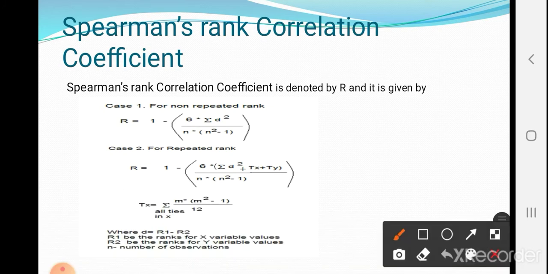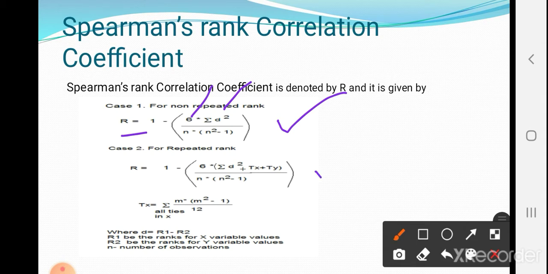Let's see the formula for calculating the capital R for non-repeated rank. Formula is capital R is equal to 1 minus 6 into summation d square divided by n into n square minus 1, where small n is the number of observations and what is d? d is nothing but R1 minus R2. R1 is the rank for the x variable and R2 is the rank for the y variable.